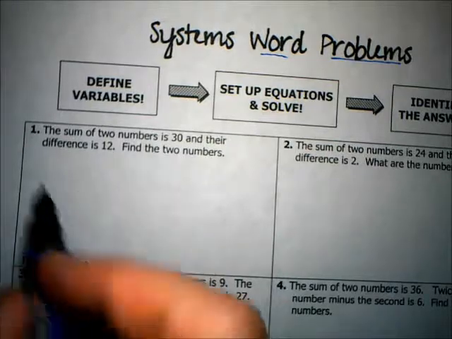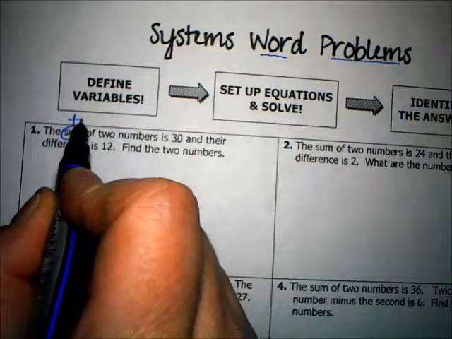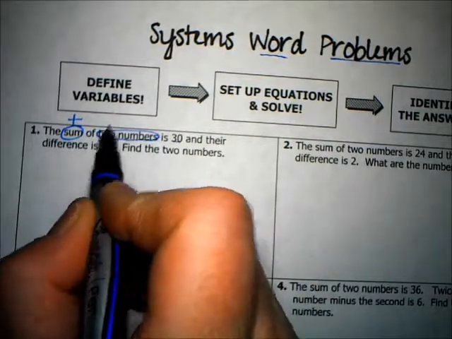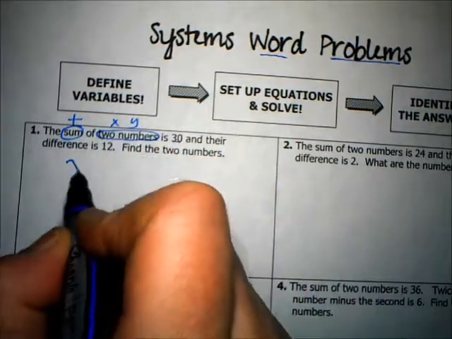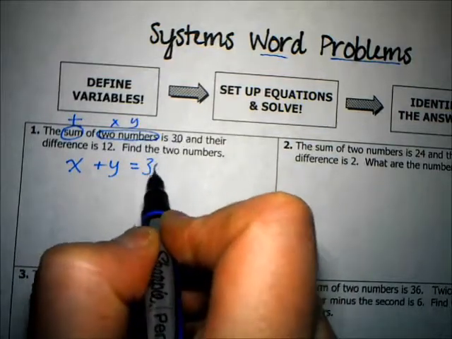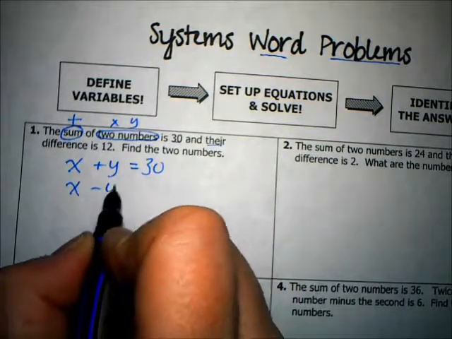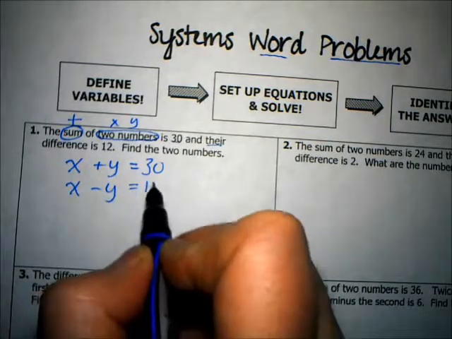So on the first one, it says the sum of two numbers is 30. Sum means to add. Two numbers are my variables. I'm going to say x and y. So I'm going to do x plus y is going to equal 30. Then it says their difference, so these two numbers' difference is going to be 12, and we want to find those two numbers.